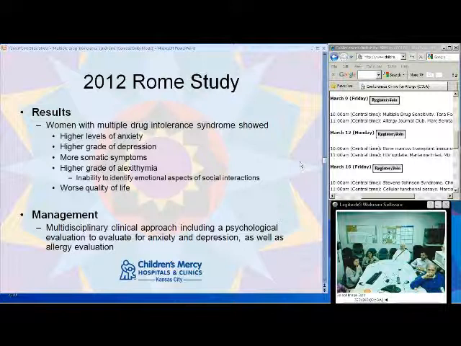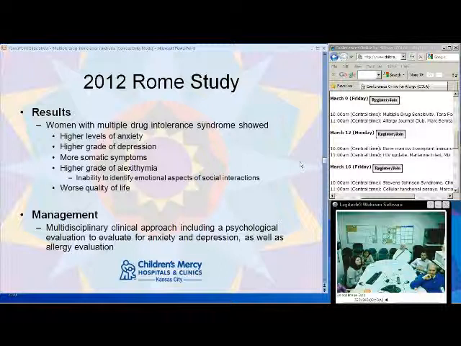These patients did, I think, five different diagnostic evaluations. They found that they had higher levels of anxiety, a higher grade of depression, more somatic symptoms, and a higher grade of alexithymia, which they described as an inability to identify emotional aspects of social interaction. I don't know exactly what that means. And I think that they coined that term because they were describing this new phenomenon that they discovered. Named after somebody named Alex. Alex.